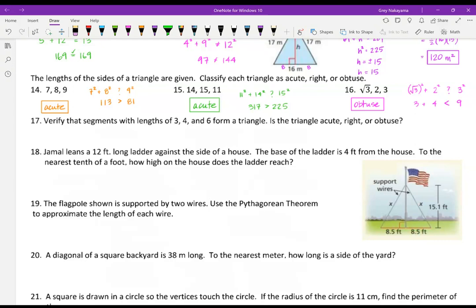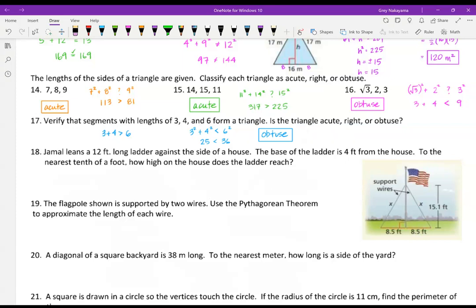All right, number 17 says verify that the segments with lengths 3, 4, and 6 form a triangle. Is the triangle acute, right, or obtuse? So how do I verify they form a triangle? I make sure the two smallest add up to be bigger than the third. Well, in this case, 3 plus 4 is larger than 6. So now I'm going to do 3 squared plus 4 squared. How does that relate to 6 squared? Well, 3 squared plus 4 squared is 25. 36 is bigger than 25, and so that means I'm going to have an obtuse triangle.